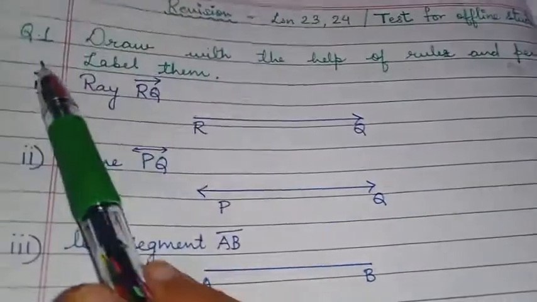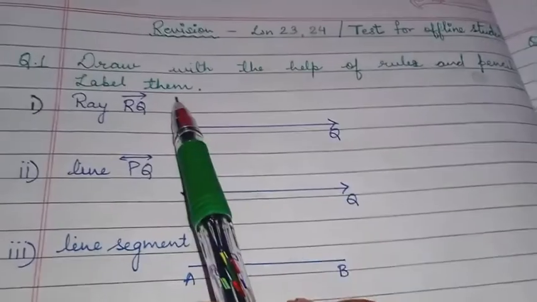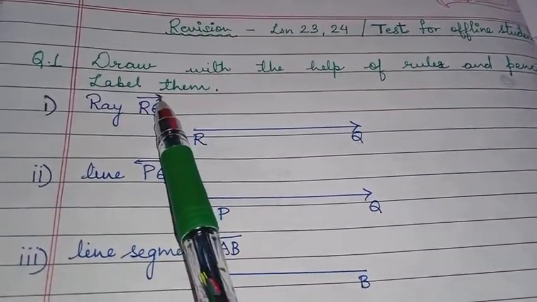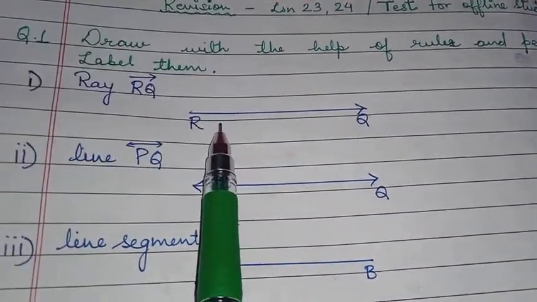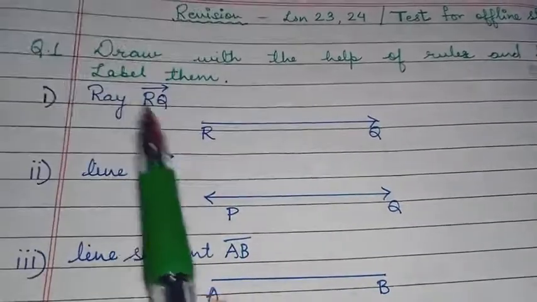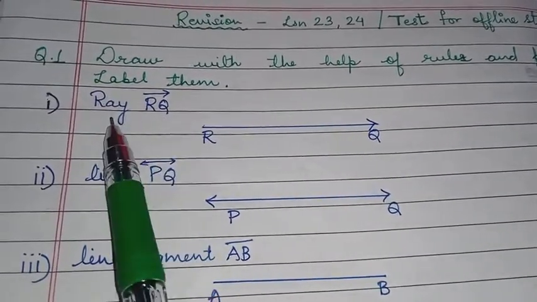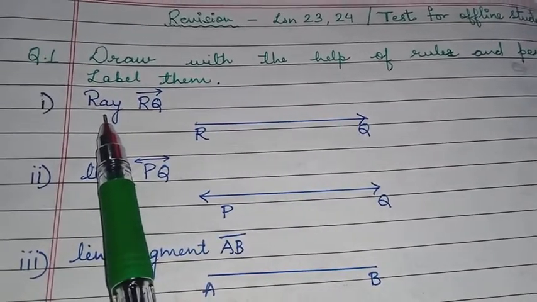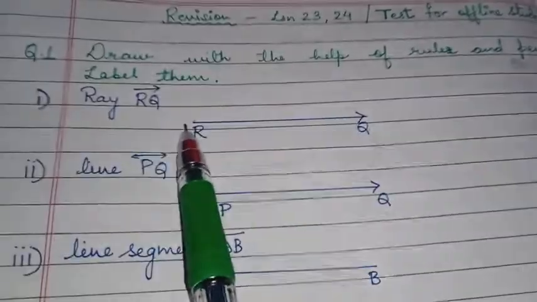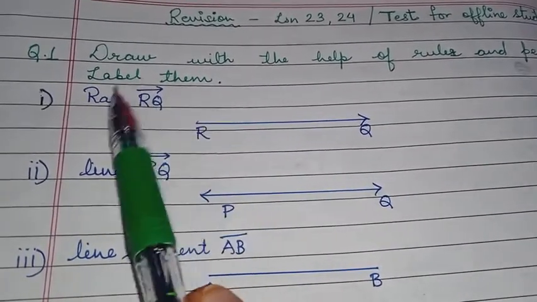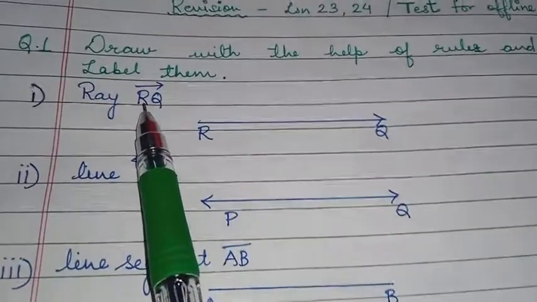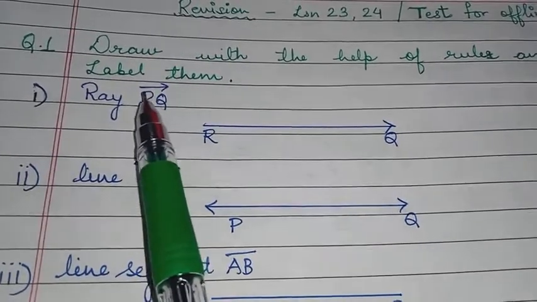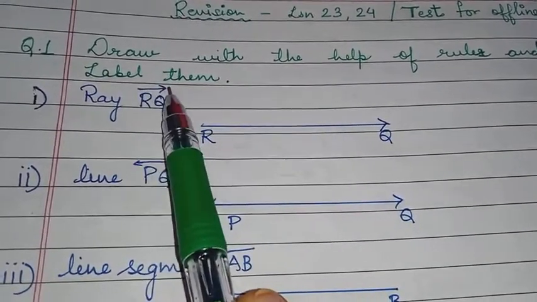Please start revising. Question number 1, draw with the help of ruler and pencil and label them. Okay, so ray PQ. I have not used pencil because it is not seen clearly, so I have used pen, but in exams you have to use pencil only. So ray RQ. What is ray? Ray is a geometrical figure which has one arrow and the other as initial point. So here R is initial because it is starting, and the arrow is at Q. The way it is given in the example, the way we have to draw RQ.